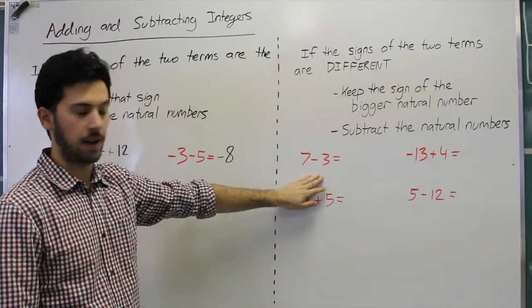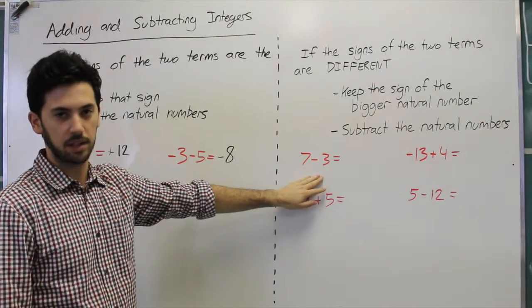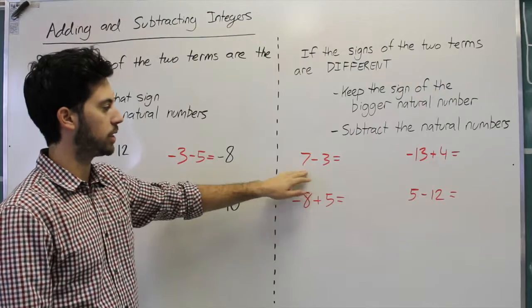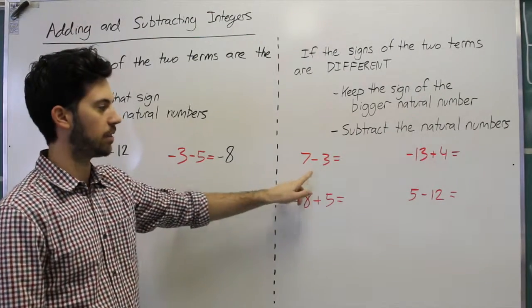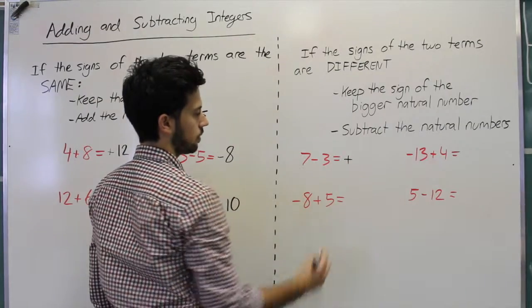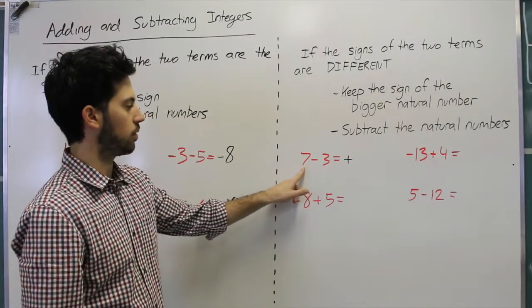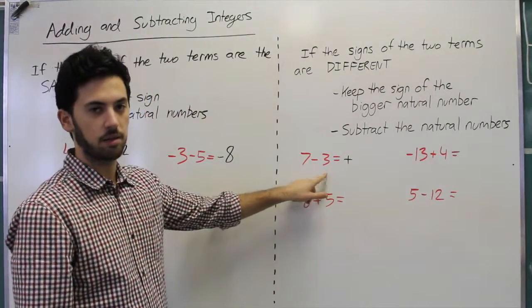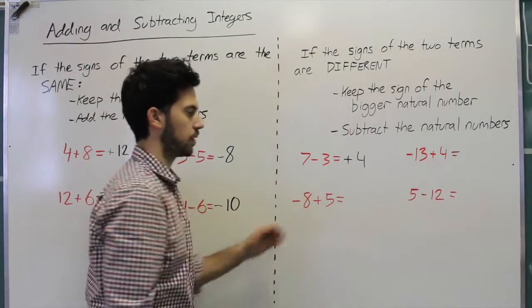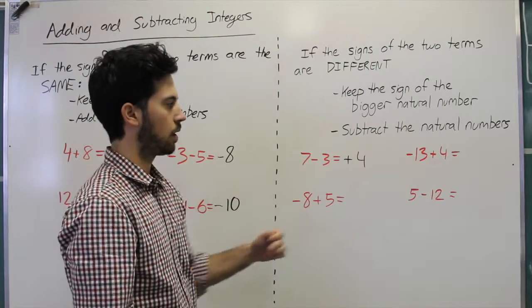So here, let's start at our first example. 7 minus 3. That's positive 7 minus 3. Well, which is the bigger natural number? 7 is bigger than 3. So the answer is going to be positive. Now, what's the difference between 7 and 3? It's 4. So the answer is positive 4.